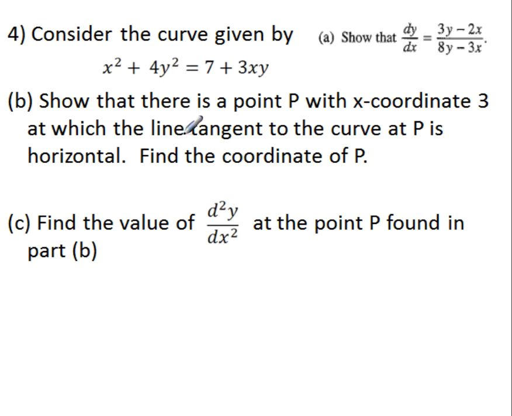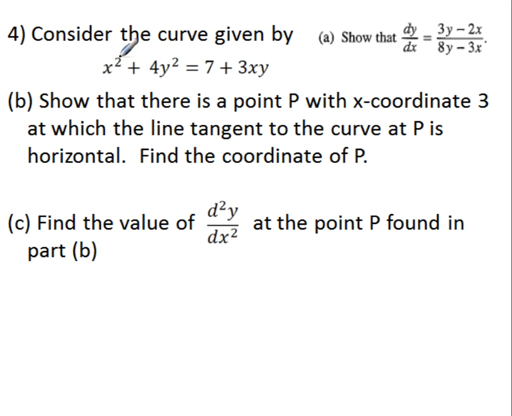Okay, so what you're going to work on is questions 4 and 5. And I'm going to make a solution video for this. First question is, if you're given x squared plus 4y squared equals 7 plus 3xy, you need to show that dy/dx is (3y minus 2x) over (8y minus 3x). They are taking the derivative for you and showing you what it is. You need to just do the implicit differentiation and show the steps it would take to get you to this point. Okay? So pay attention to the signs and how they write them.